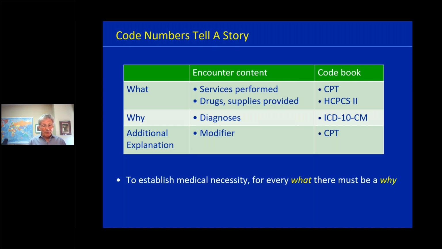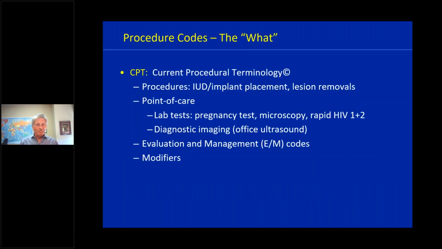So remember, to establish medical necessity, for every what, there has to be a matching why. The example that I give is if the what is a colposcopy, the why has to be how the HPV test and the cervical cytology were abnormal. It's got to be something which matches. And then again, unusual circumstances are explained with the modifier. Next.